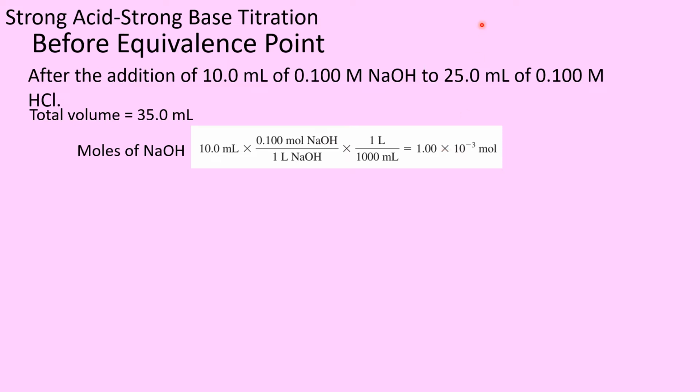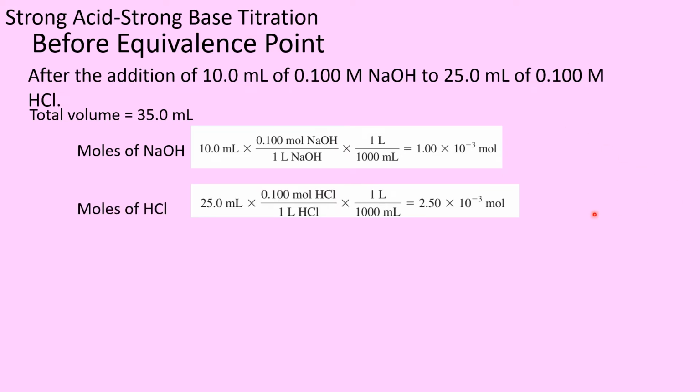Now that we know the number of moles of sodium hydroxide, our next step is to find out the number of moles of hydrochloric acid. The initial hydrochloric acid that we have is 25 ml. Multiply that with the concentration of the strong acid, and we will be able to get 2.50 times 10 raised to negative 3 moles. After that, we will be subtracting the two from each other. So we will be subtracting the moles of sodium hydroxide from the moles of hydrochloric acid.